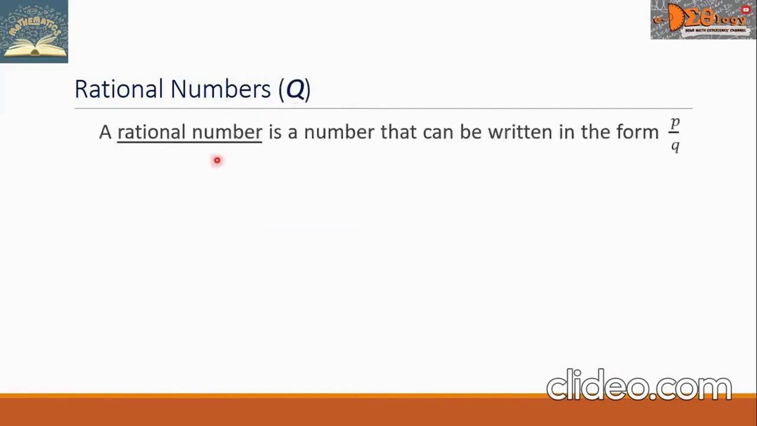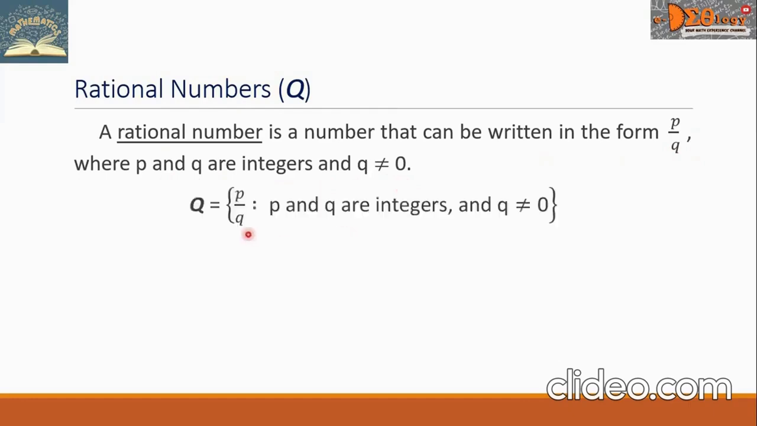Next group is the rational numbers. We denote this as capital Q. A rational number is a number that can be written in the form P over Q, where P and Q are integers and Q is not equal to 0. In set notation, we write like this. Capital Q equals P over Q such that P and Q are integers, and Q is not equal to 0.